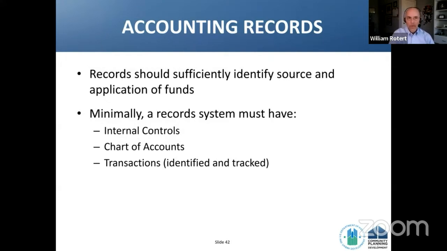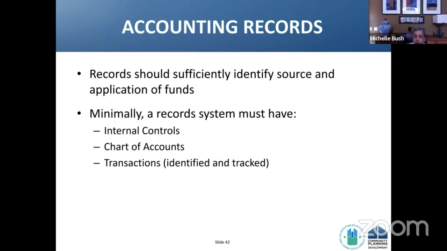Accounting records. Good old accounting. Records should sufficiently identify the source and application of the funds. So you start any accounting records by doing that. What's your source of funding? CDBG, and the application of the funds. At a minimum, the record system must have adequate internal controls, a chart of accounts, and transactions. Michelle and Dion, you want to jump in a little bit here and talk a little bit about what those things actually mean?